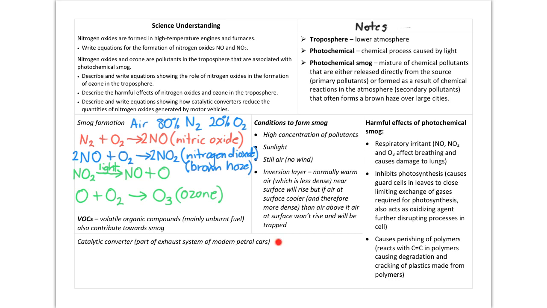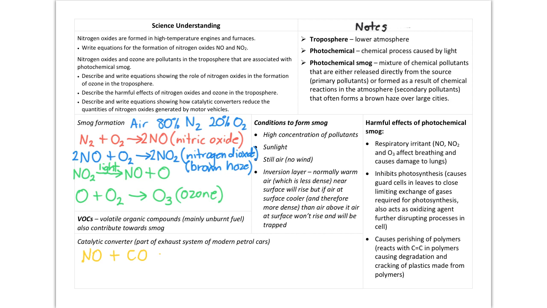There is something we do though about trying to lower the concentration of nitric oxide and other compounds, the volatile organic compounds that cause smog, and that is that we have catalytic converters, which are part of the exhaust system of most modern cars. And what happens in a catalytic converter is that the nitric oxide will react with another gas that gets made in our cars where we don't have complete combustion, and that is carbon monoxide.